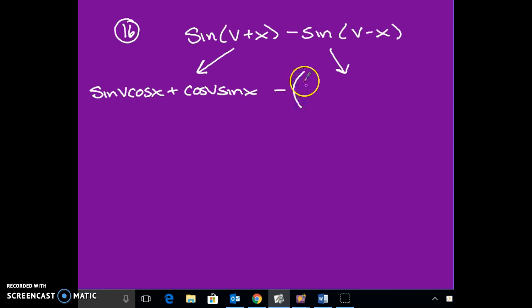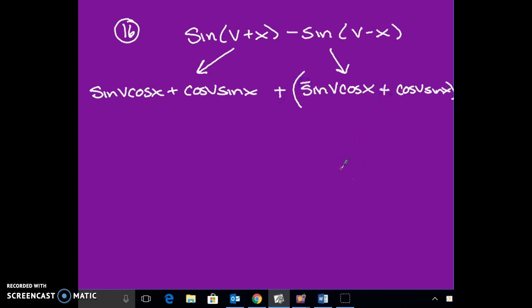If you want to put a parenthesis here, that would be a great idea, so that you don't forget to distribute. Sine, cosine, cosine, sine. Okay? You should always have AB, AB. Okay, in this case, BX, BX. And I'm going to distribute that negative.